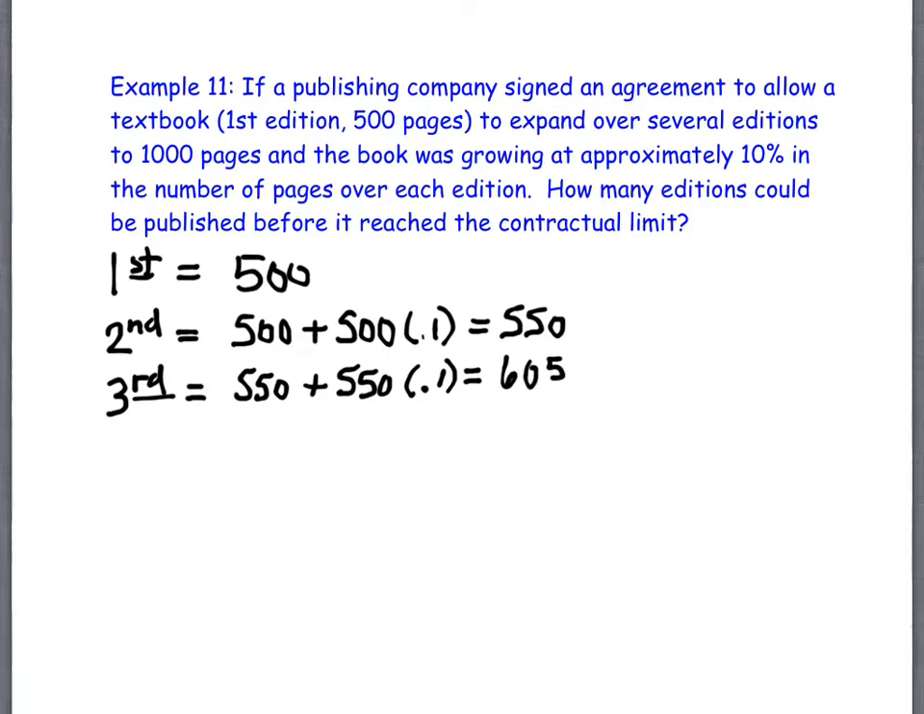Okay, so how many steps am I going to go? When do I know I'm finished with this process? I'm going to keep going through this process. When will I be done? When I get to 1,000 or more than 1,000, in which case I can't print the book, right? Okay, so let's keep going. Fourth edition. What will I do?